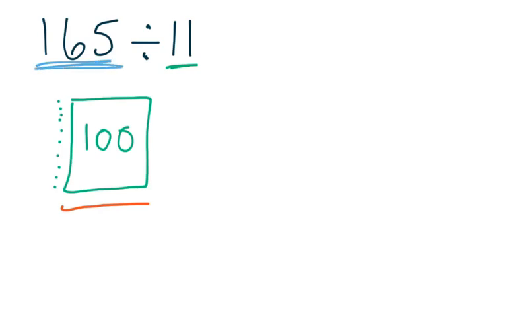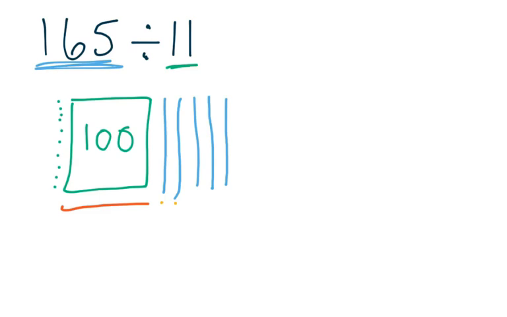We have 165. So we need to add to 165. So we have 110, 120, 130, 140, 150, 160. We can't add another 10 because then we'll go to 170 and that'll be over 175. But that's okay, because we still need to add our ones down here to make it complete rows of 11. So we've got 160, 161, 162, 163, 164, 165.